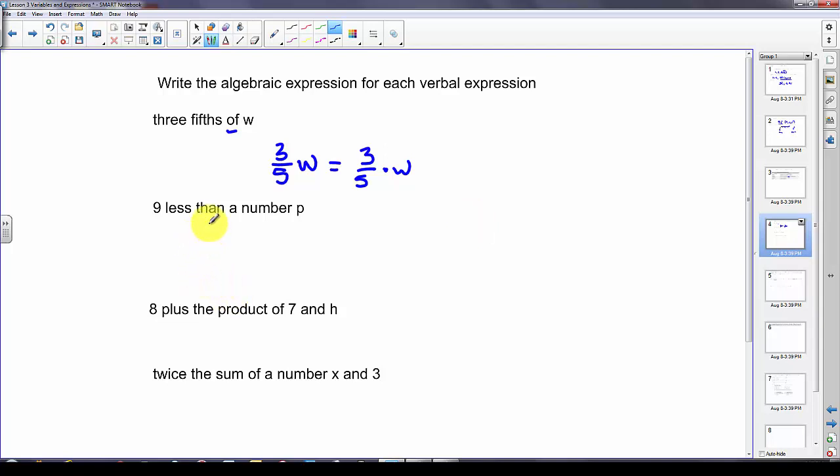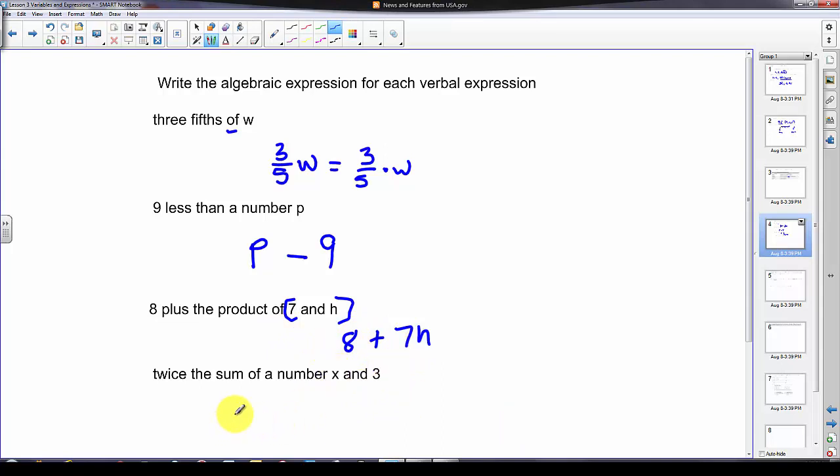When I say 9 less than a number P, well, 9 less means if I had 10 and I have 9 less, then I have 1. So we're subtracting 9 from that number P. So I have P minus 9. 8 plus the product of 7 and H. So here is my product, 7 and H. If I have a product, that means a multiplication of 7 and H. And then I'm going to add to that because it says 8 plus. I'm going to add 8 to that.